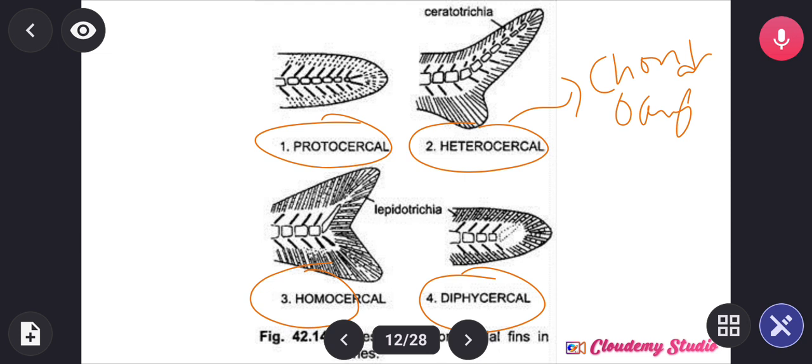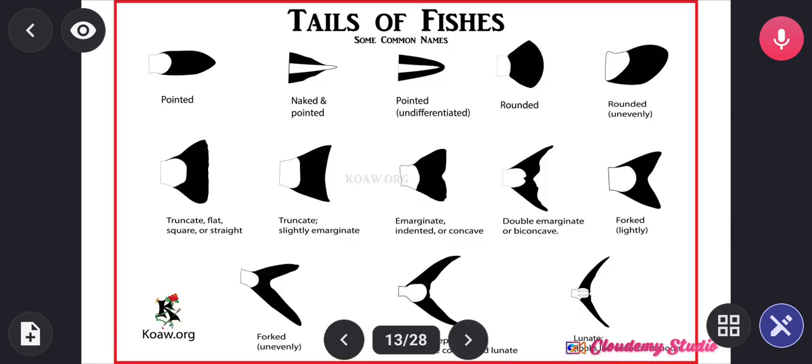We now have the types of tails in fishes as well. We can have them as pointed, we can have them as truncate, we can have them as forked, we can have them as lunate. We have them like that. These are the types of tails in fishes and their common names.